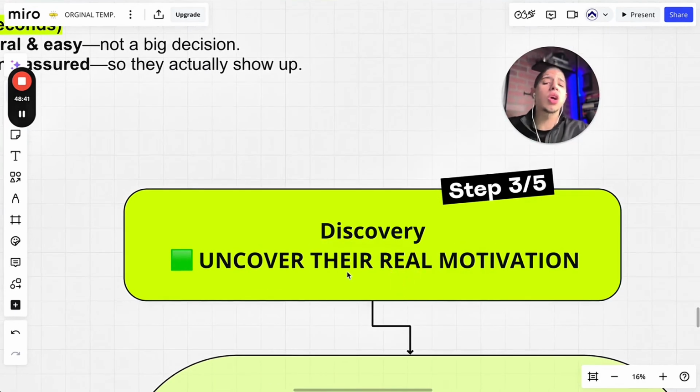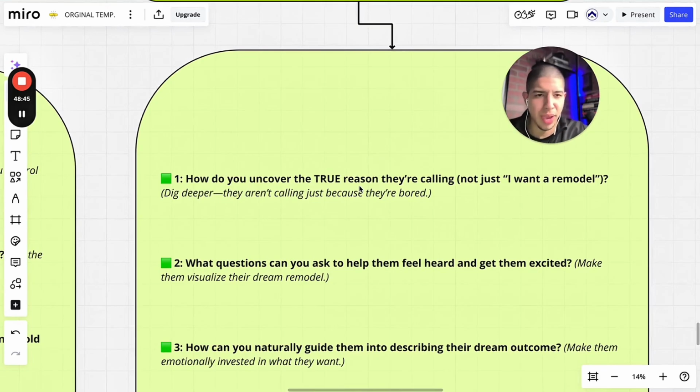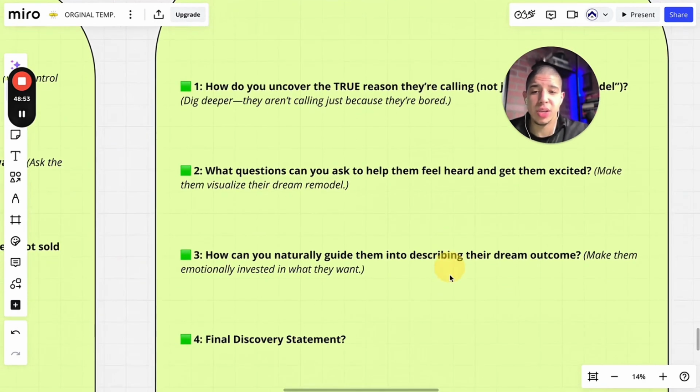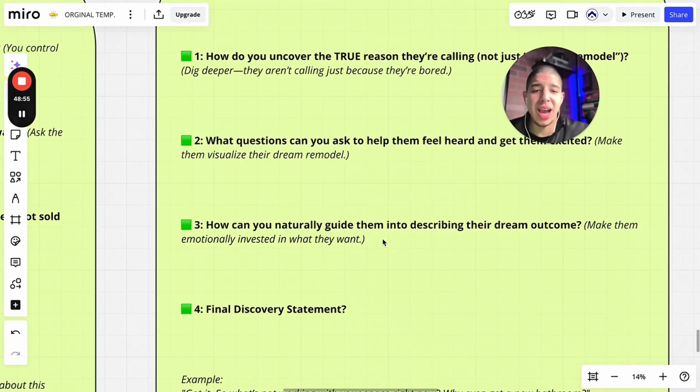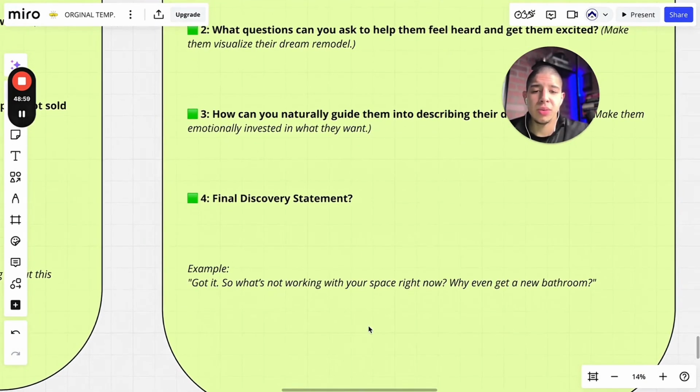Discovery, uncovering their real motivation, right? Digging through all this so you can actually uncover their pain points. How do you uncover the true reason they're calling, not just that they want to remodel? What questions can you ask them to feel heard and get them actually excited? How can you naturally guide them into describing their dream outcome? Got it. So what's not working with your space right now? Why even get a new bathroom?